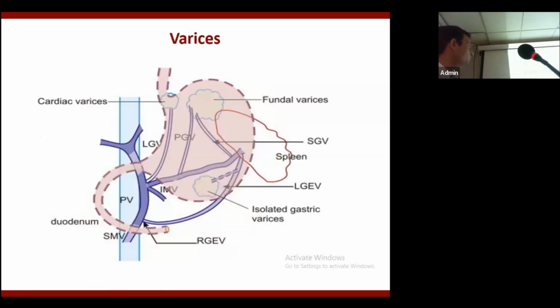Coming to the varices, the most common varices in these cirrhotic patients are the esophageal varices. I have not depicted those varices. These are all the ectopic varices which are formed in the stomach and the lower esophagus. The cardiac varices are formed because of the collateral dilatation of the left gastric vein, and the short gastric vein and the posterior gastric vein predominantly form the fundal varices. The gastroepiploic veins form the isolated gastric varices.